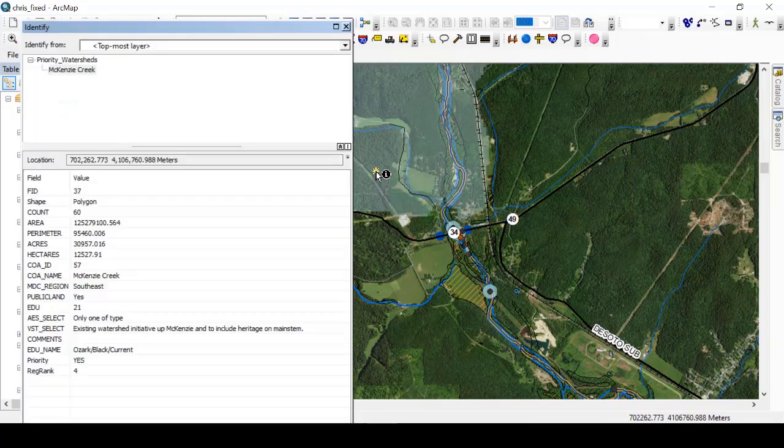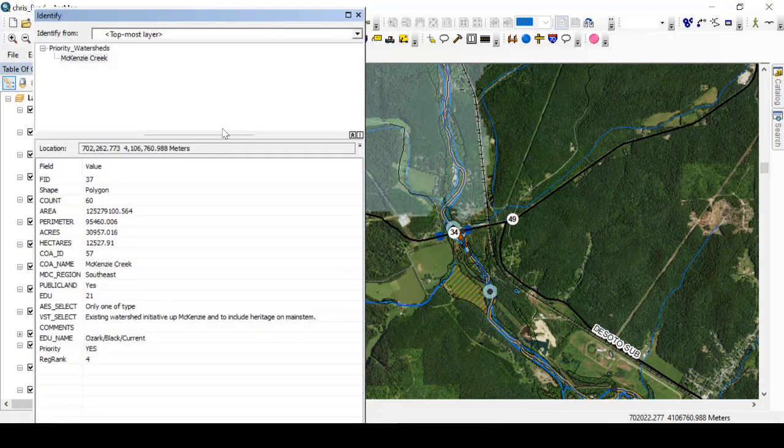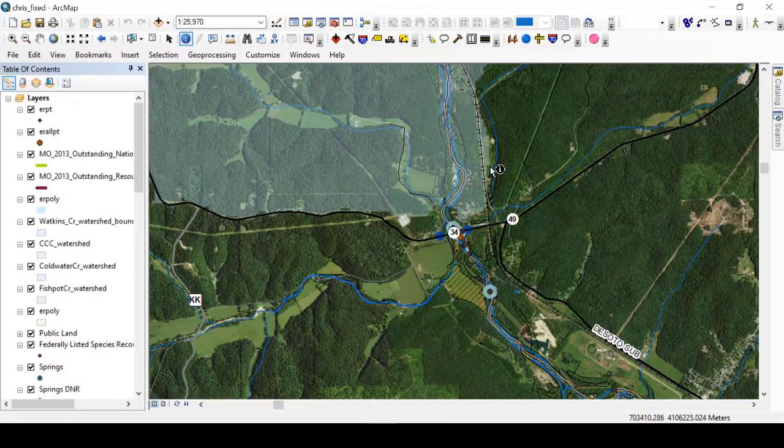This is what's called a priority watershed, and we'll talk more about priority watersheds later in the presentation. So what we see here is not necessarily in the project area, but near the project area is the Mackenzie Creek priority watershed. And then there's some information that tells you about the watershed: existing watershed initiative up Mackenzie and to include heritage on main stem. So not very useful information, but it does tell us that that exists there and there is something that we might need to do if we're going to be impacting within this zone.